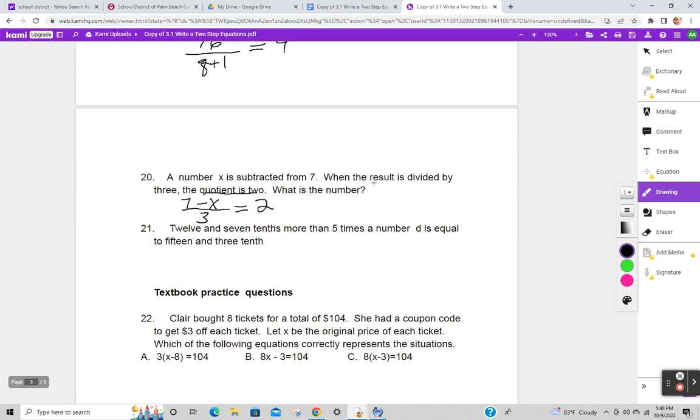All right, number 21, 12 and 7/10 more. So I need to add 12 and 7/10. I need to add that to something that's already there. Let's see what's already there. 5 times a number d. So we take 5 times the number d and add to that 12 and 7/10. So that would be 12.7. And that would be equal to 15 and 3/10. 15 and 3/10. And that would be this equation.